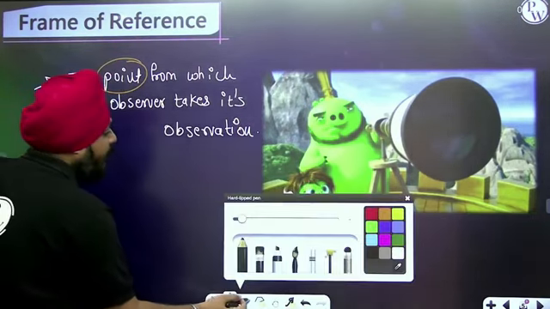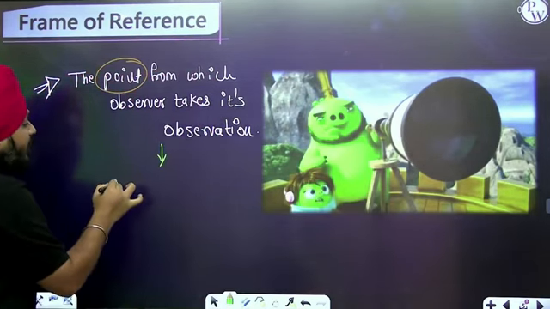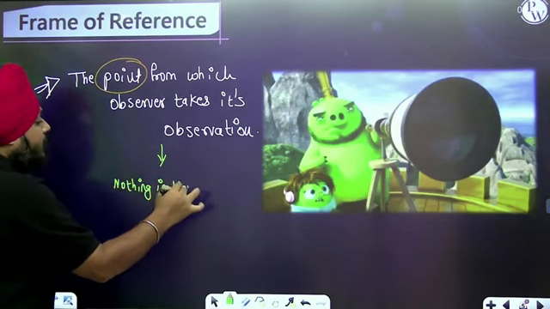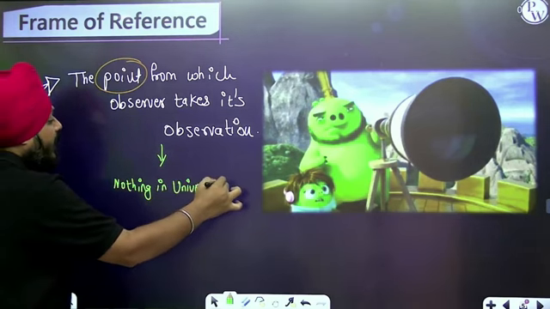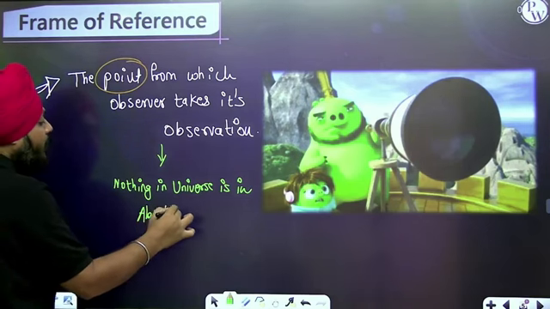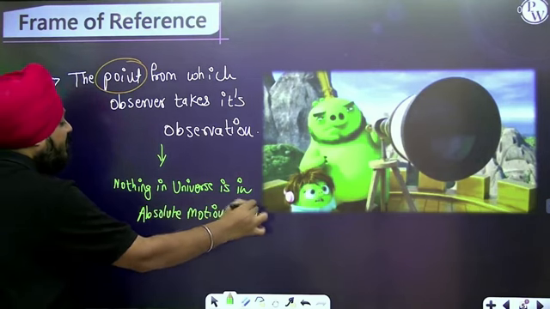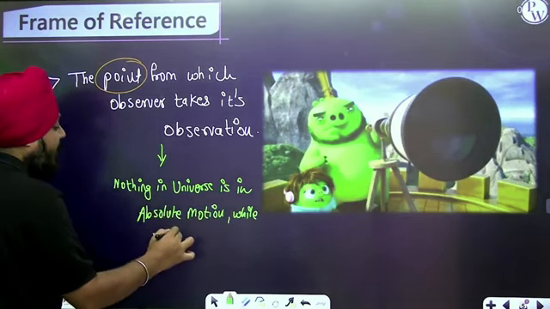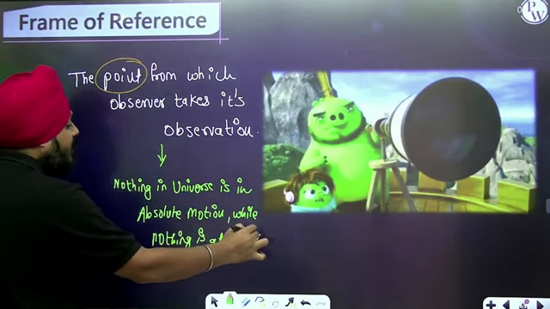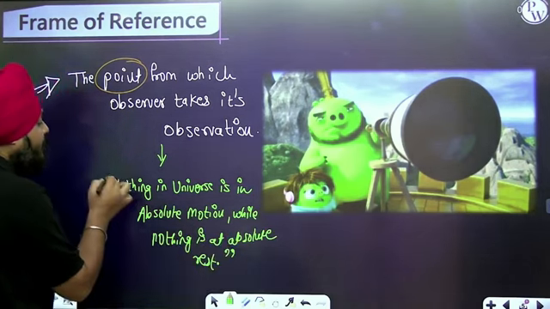And one thing I want to write down here, and that is: nothing in the universe is in absolute motion, while nothing is at absolute rest.